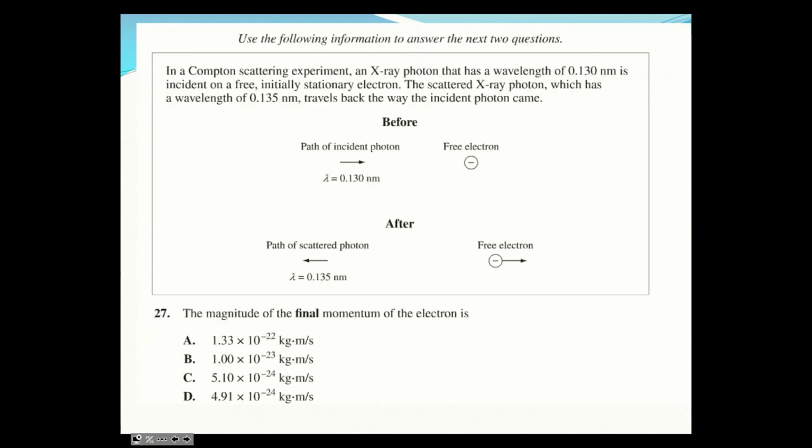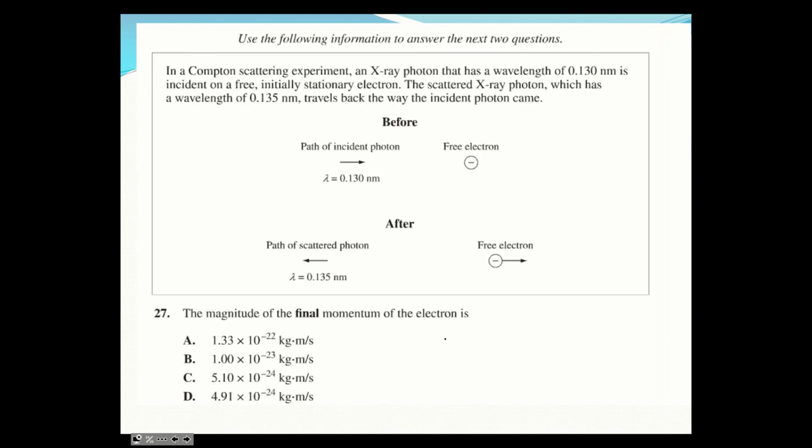So a Compton experiment, an X-ray photon has a wavelength of that. It is incident on a free stationary electron. The scattered X-ray photon, which has a wavelength of that, travels back the same way. Find the final magnitude of momentum of the electron. So this is actually a 1D momentum question, right?